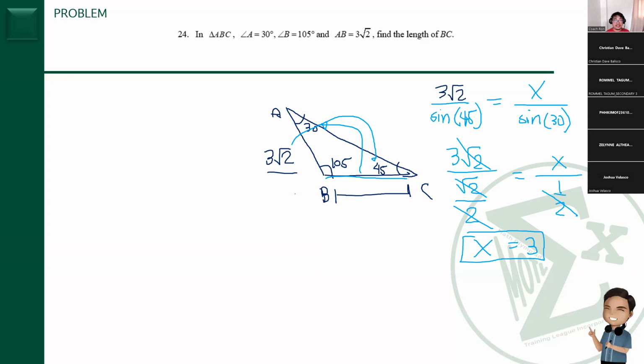Why did you cancel? How did you cancel the 1/2 there? There's an over 2 on the other side, on the other denominator, and the square root of 2 they just cancel out. So no need to transpose or multiply both sides. You could, but cancelling would save a lot of time. Next up.